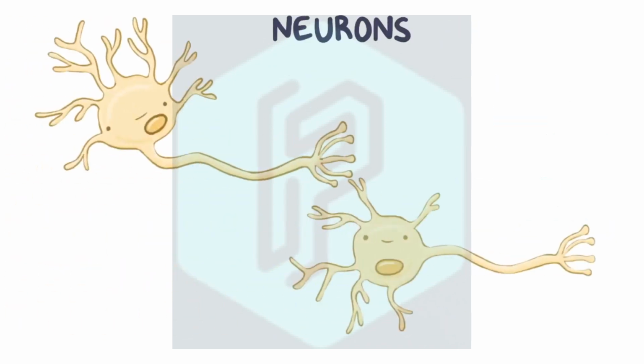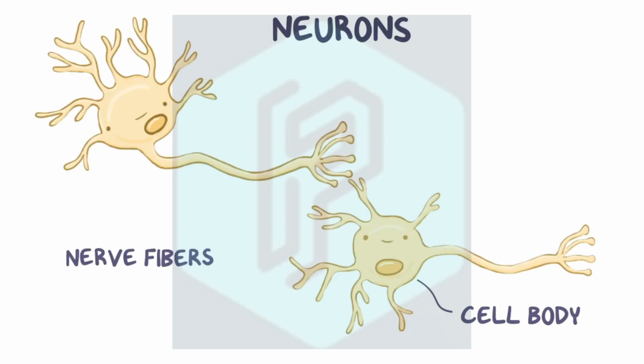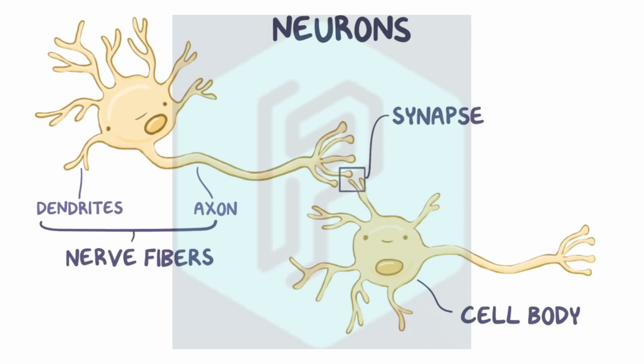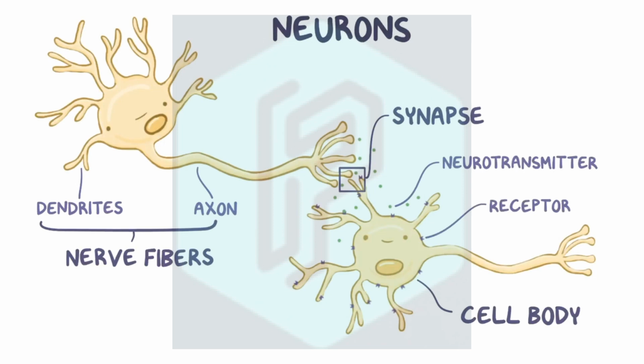Now, neurons are the main cells of the nervous system. They're composed of a cell body, which contains all the cell's organelles, and nerve fibers, which are projections that extend out from the neuron cell body. Nerve fibers are either dendrites that receive signals from other neurons or axons that send signals along to other neurons. Where two neurons come together is called a synapse, and that's where one end of an axon releases neurotransmitters that bind to receptors present on the cell membrane of the dendrites or the cell body of the next neuron in the series.